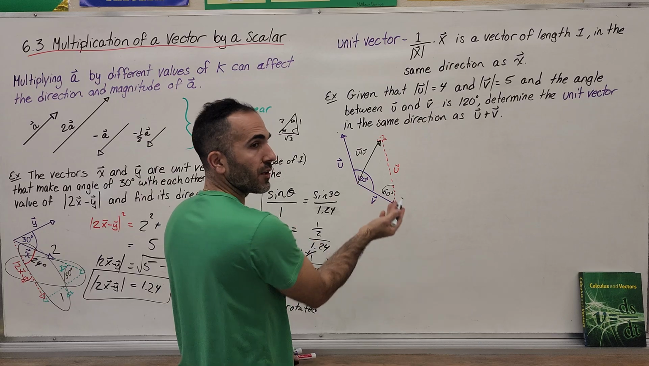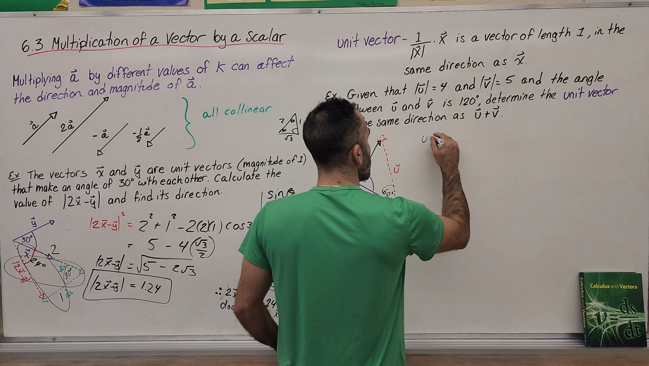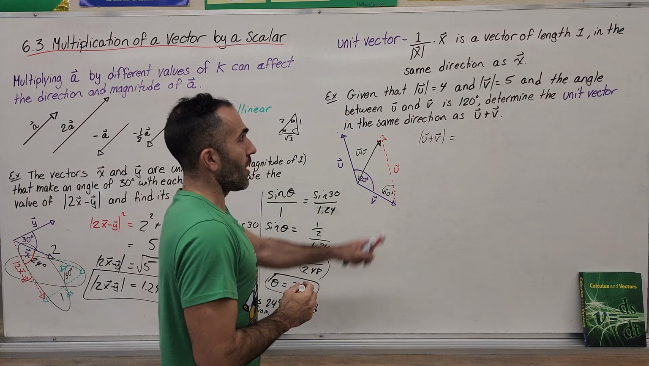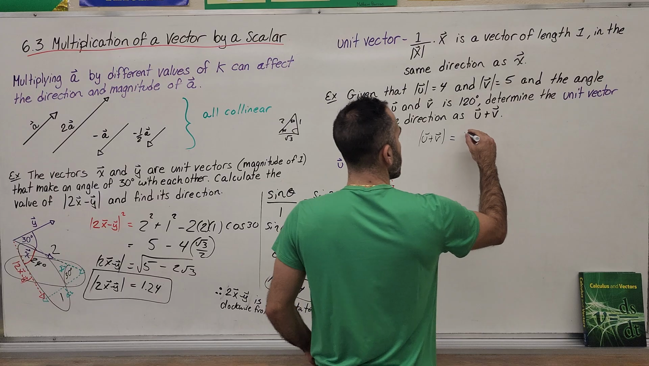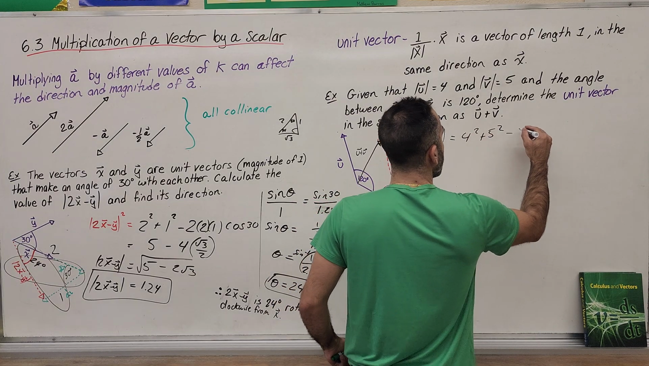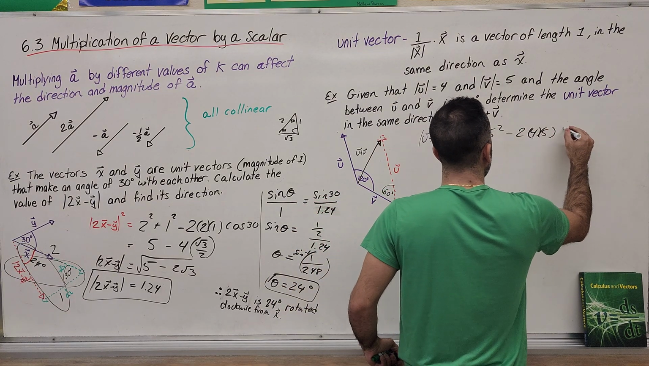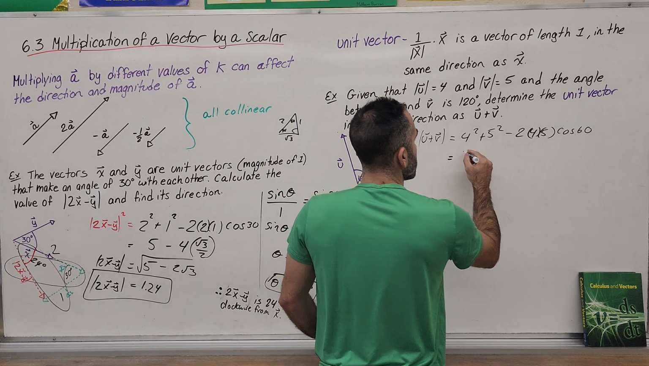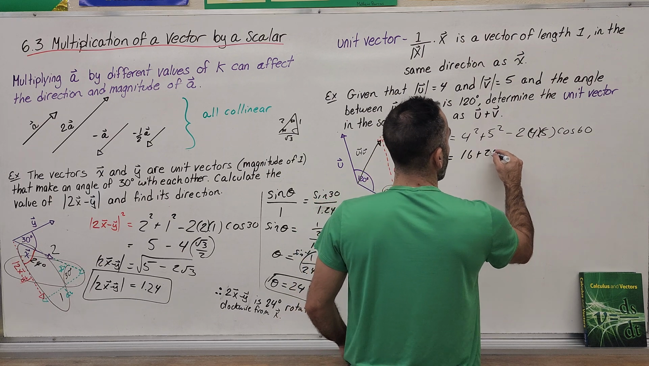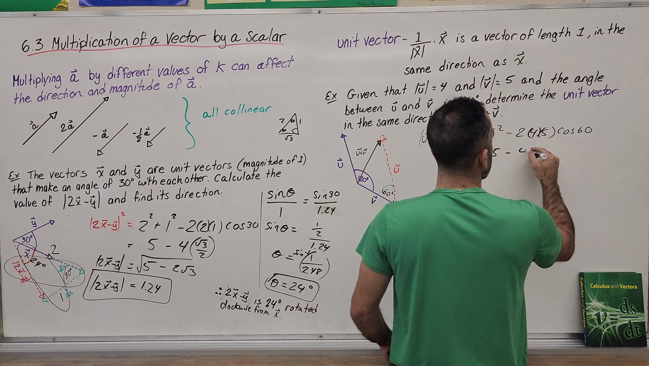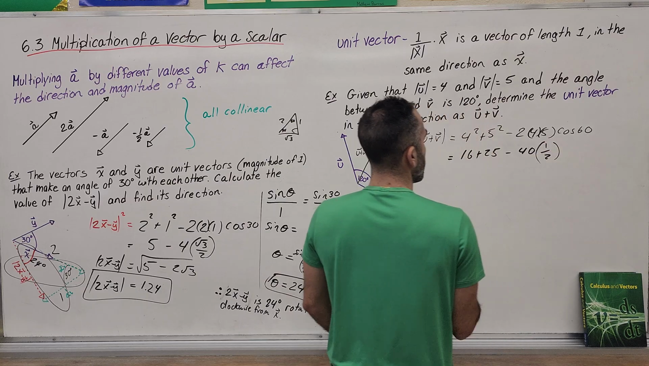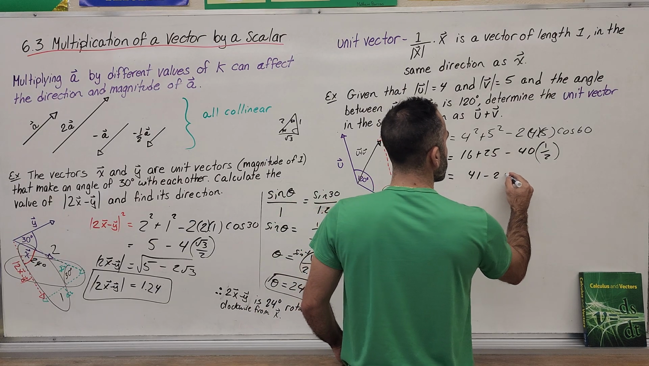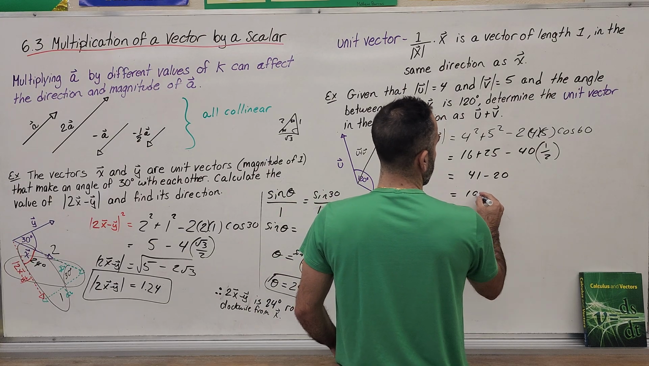Okay, so I'm going to do the same thing. It's cosine law with the 60. I'm going to say the magnitude of u plus v, I know the magnitudes of u and v, so it's 4 squared plus 5 squared minus 2 times 4 times 5 cos of 60. That's 16 and 25 minus 40 times a half. That's 41 minus 20. 19, root 19.